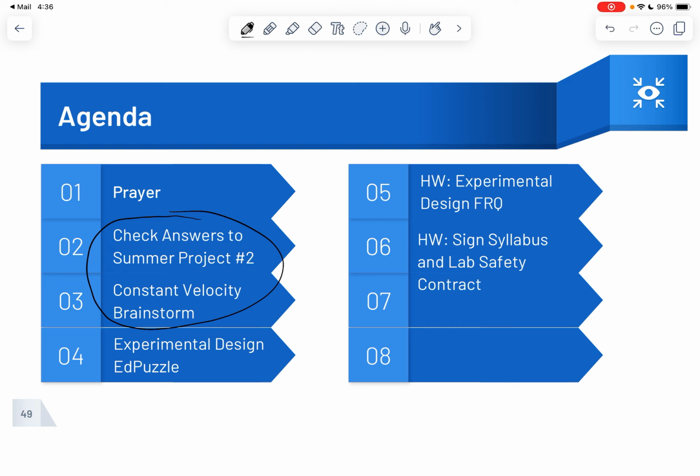So those first two things we have circled, we're going to ask that you work on along with your lab group. Then our last two things, this experimental design Edpuzzle and then a sample experimental design FRQ question, you can do individually for homework. And again, don't forget you still have to sign the syllabus and that lab safety contract that was posted back on the first day of school.